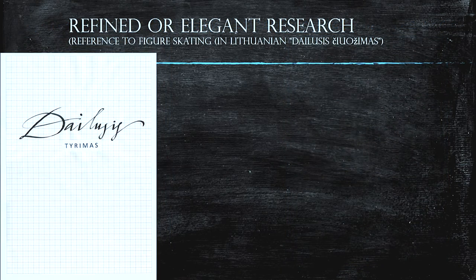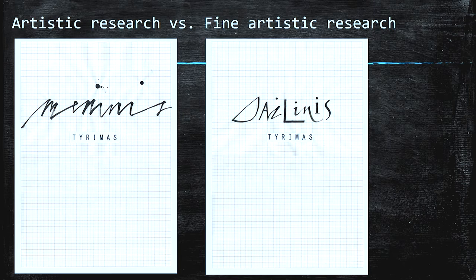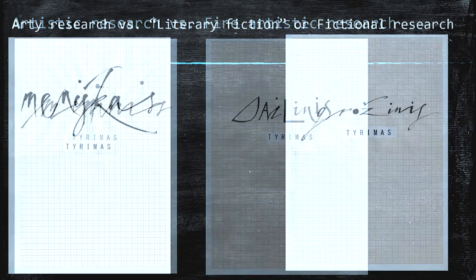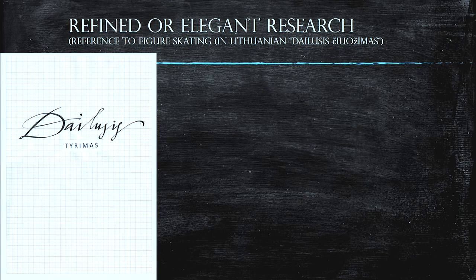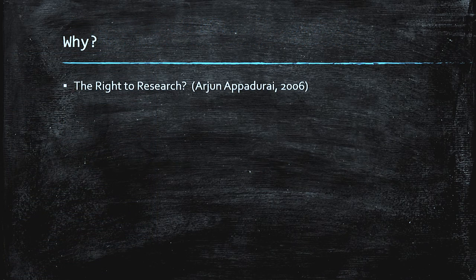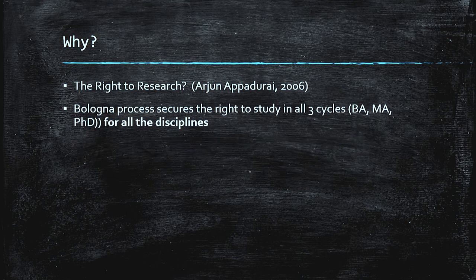And the final one was the dailusis tyrimas. You can already feel the difference. If you translate it, it should be refined or elegant research. And it directly refers to figure skating in the Lithuanian language. The dailusis čiuožimas is a sport activity where you skate. So you see, it's quite difficult to have these different adjectives and try to find a right definition of research used in the arts. Yes, time is running. Let's move further.